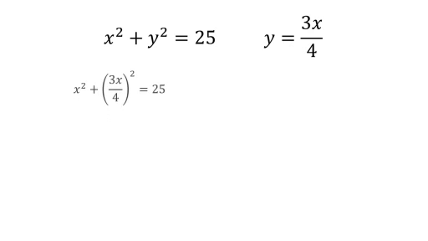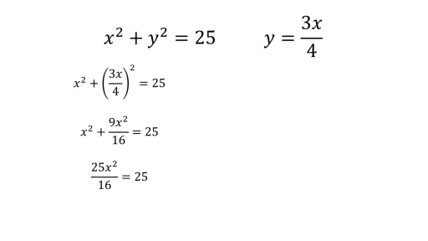Okay, so I've plugged it in, that squared gets me 9x squared over 16. I add x squared plus 9x squared over 16 because they are the same variable, which gets me 25x squared over 16. Now I go through and solve. I end up with x squared equals 16, which means that my x values must be plus or minus 4.